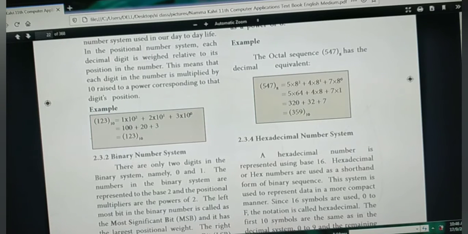Individually you will be asked this: write about the binary number system. Otherwise you can have a question like write about the hexadecimal number system. So each and everything you can have for 3 marks. 3 marks means you must write the example also. Like this, you write any example.